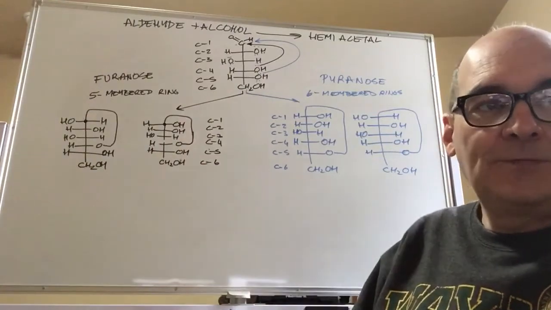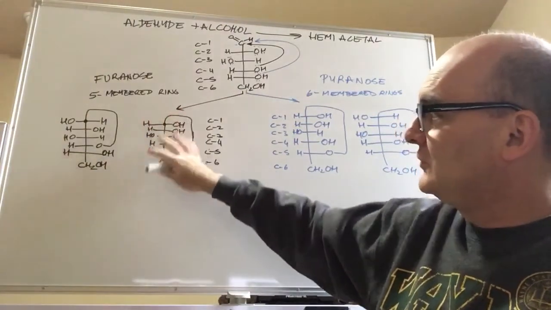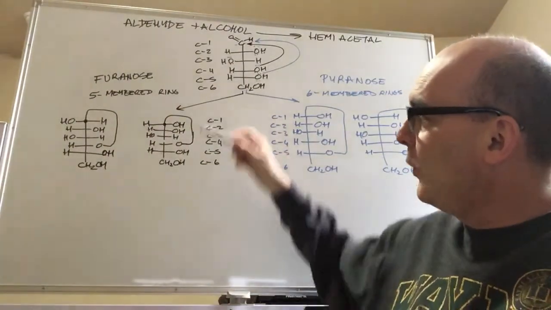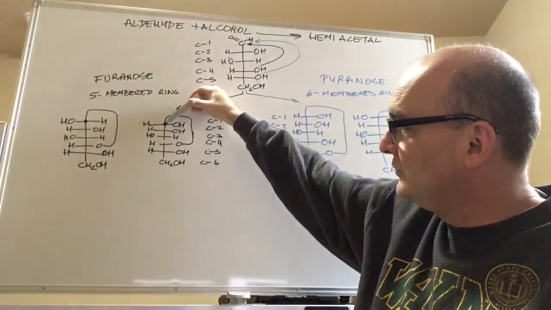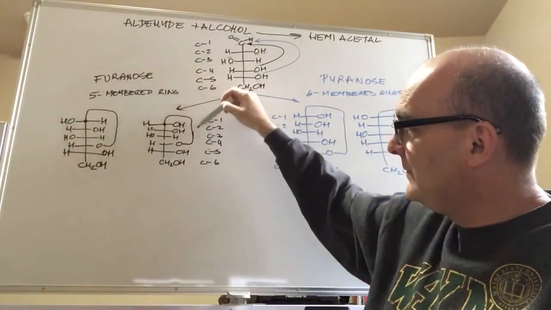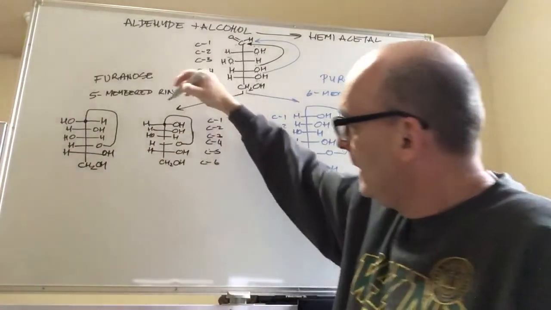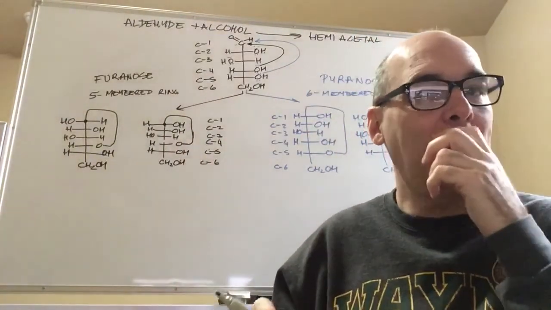that's where we start. We're going to look at the shape of the molecule, and we're going to find the carbon that is bonded to oxygen 2 times. It's bonded to oxygen here and bonded to oxygen there. That position is called the anomeric carbon.